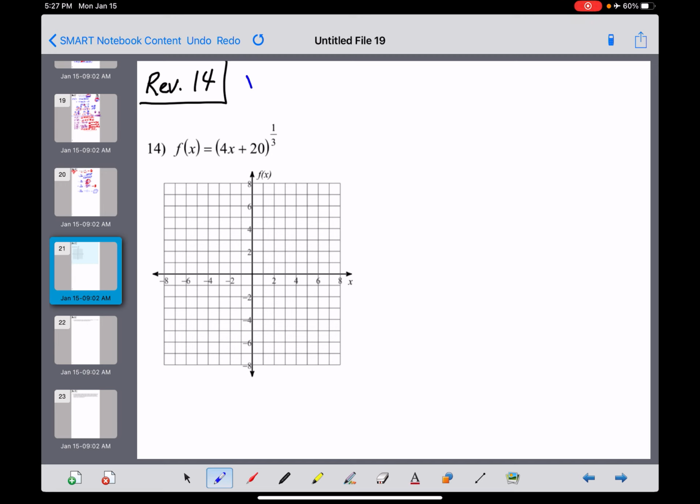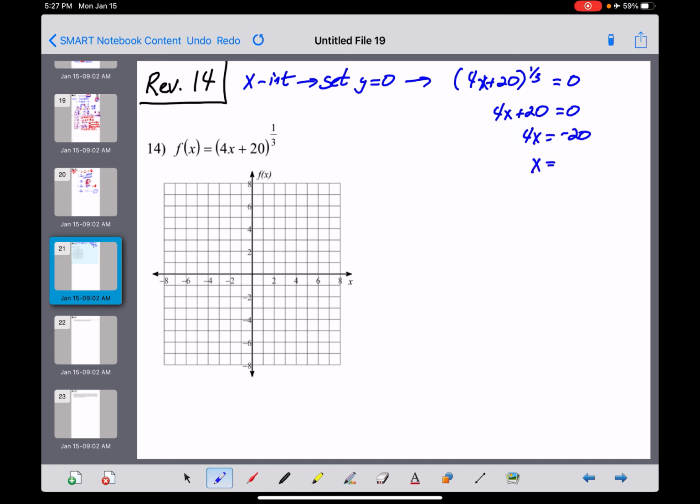Anytime you want to find an x-intercept, what you're always going to do there is set y equal to 0 and solve. So that means that we're going to take 4x plus 20 to the 1/3 power, set that y value equal to 0, and try to solve that. So cubing both sides, that'll make the right side still just 0, so we'd get 4x plus 20 would equal 0. Subtracting the 20, we get 4x equals a negative 20. And dividing by 4, we're going to get x equals negative 5 for your x-intercept right there at (-5, 0).